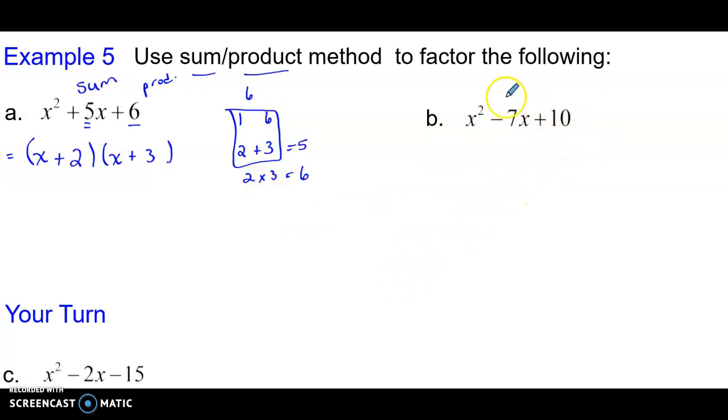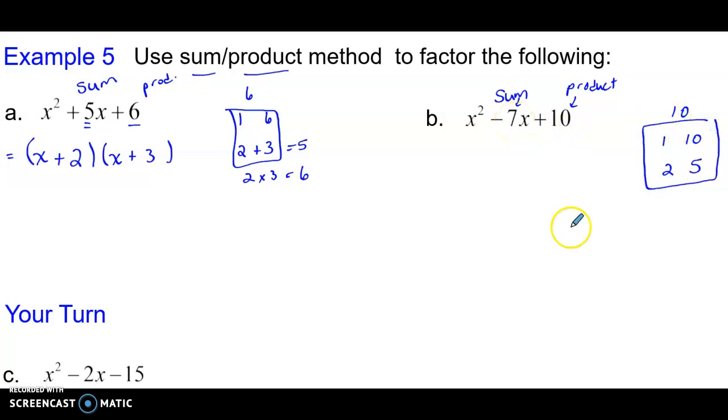So let's do part B. I'm looking for numbers that have a sum of negative 7. They also have a product of positive 10. So we've got to be careful now. We have some negatives in there. I start with my product of 10. The only way I can multiply to get 10 is if it's 1 multiplied by 10 or 2 multiplied by 5. These are the only possibilities.